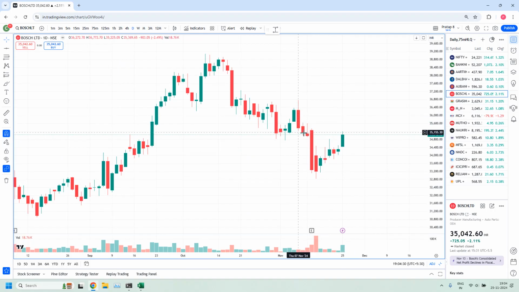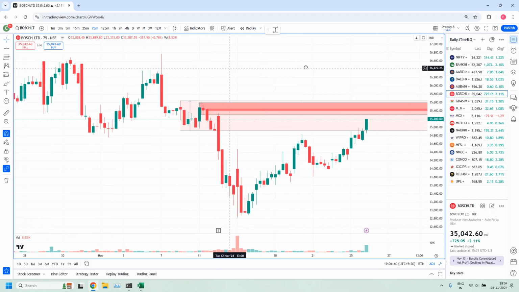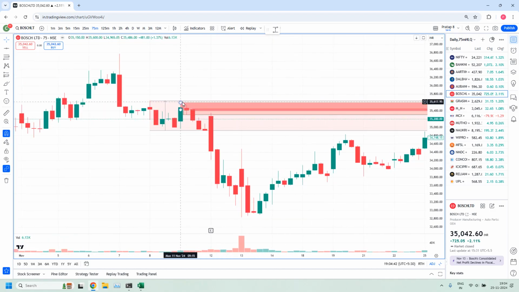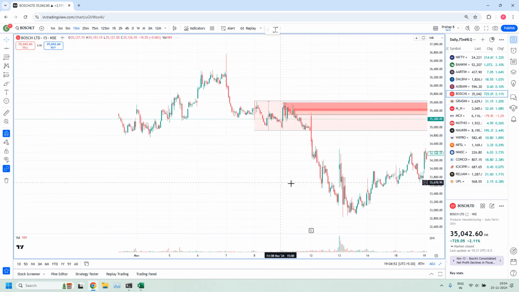This is also drop, base, drop. So here you have a fine-tuned zone. We have a 75-minute time frame zone available. See, you have a rally, base, drop, and follow-through candles. Nice zone, 75. In that you have a fine-tuned 15-minute zone.